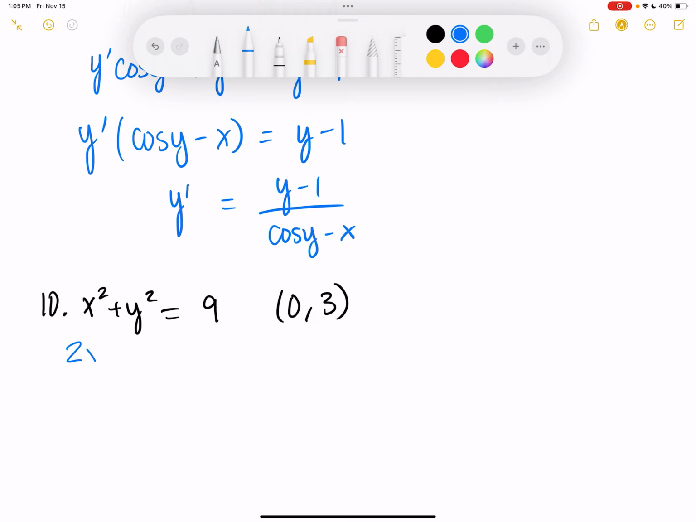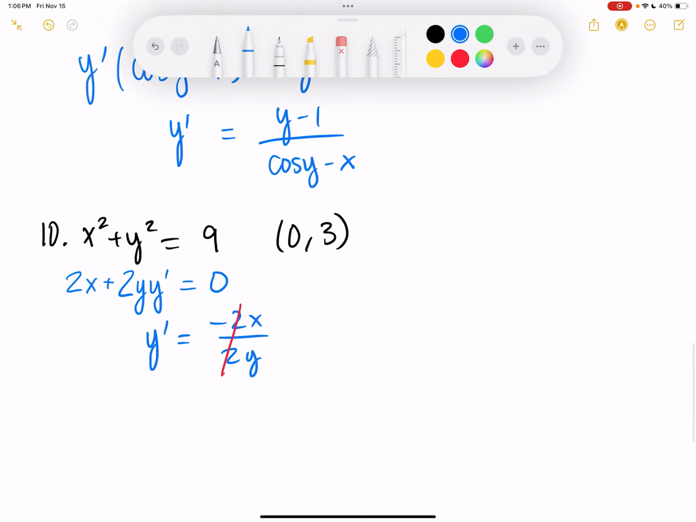2x plus 2y y prime equals 0. And we want to get y prime by itself, so I'm going to move the 2x over and divide by 2y. I'm going to do that all in one step. So y prime equals negative 2x over 2y. The 2's cancel. So y prime equals negative x over y.